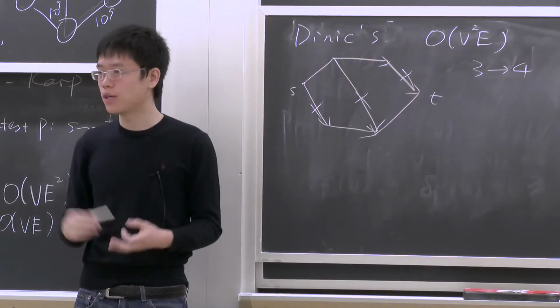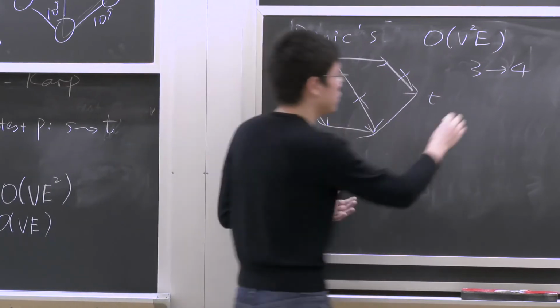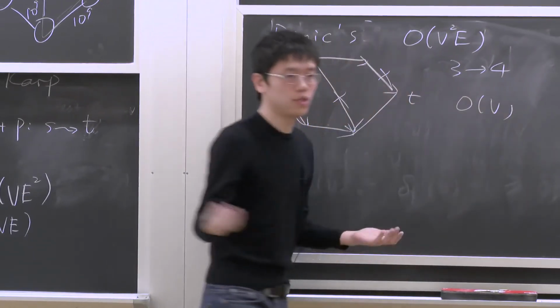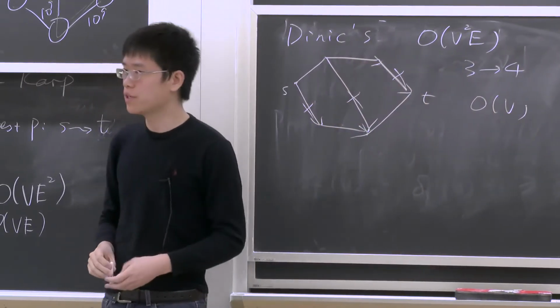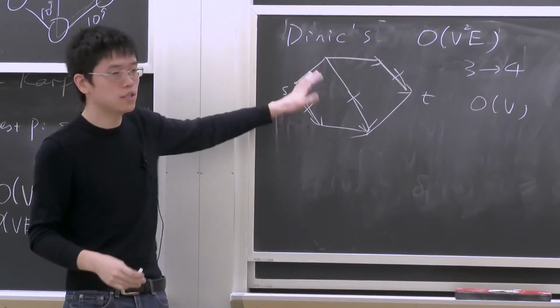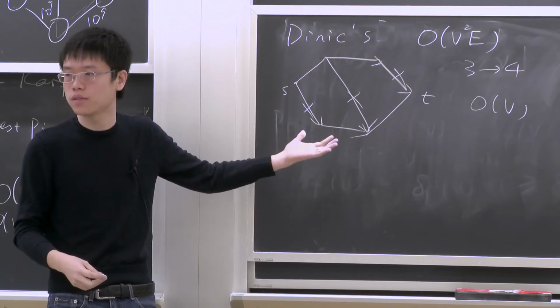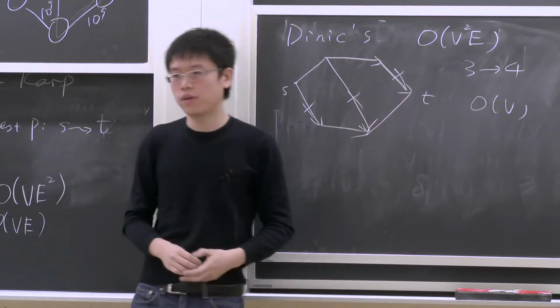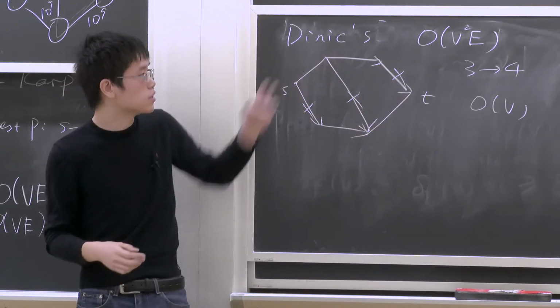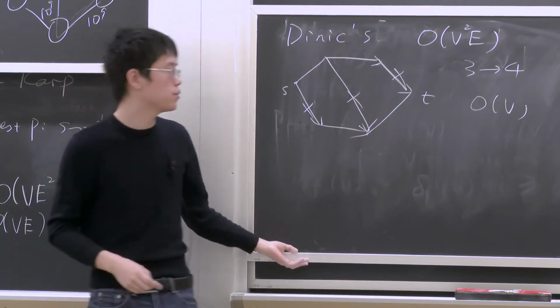If they do that, you can bound the number of iterations to O of V, because your shortest path can be at most V. But each iteration is slightly more complicated because you need to find all the shortest paths, and it happens that they can show you can find it in V times E. That gives the V squared E. Okay, that's not the important part.